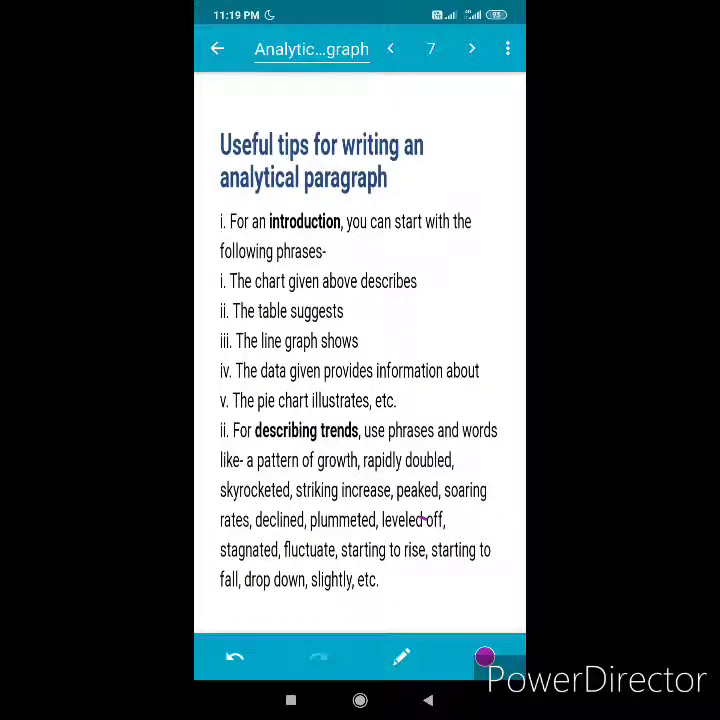Here are some useful tips for writing an analytical paragraph. I told you first you have to write the introduction. So for an introduction, you can start with the following phrases. You can use these phrases to start the introduction.